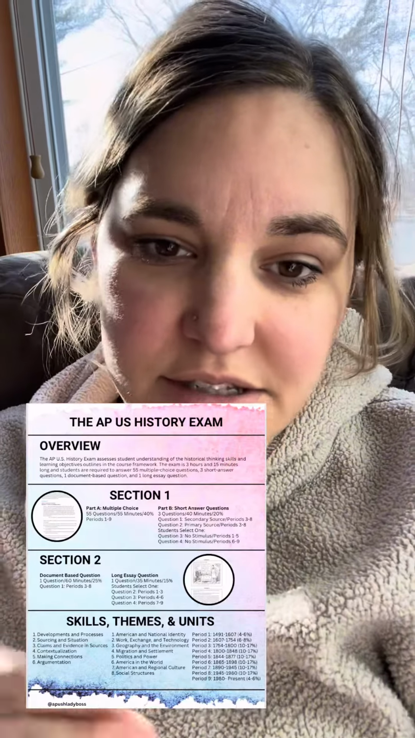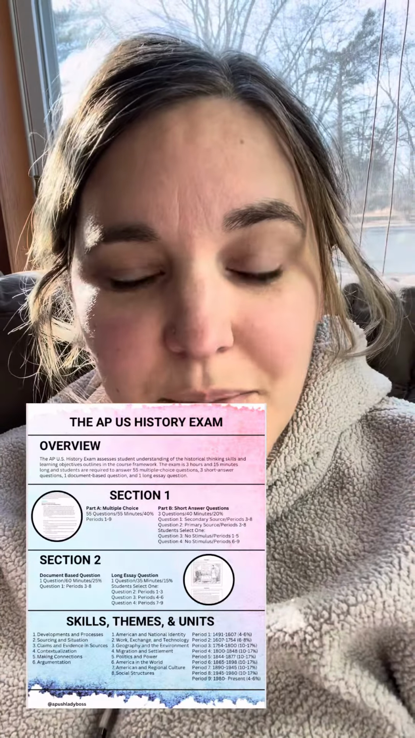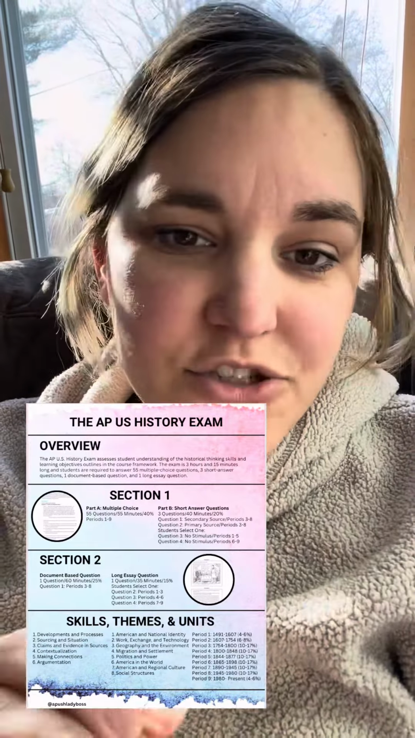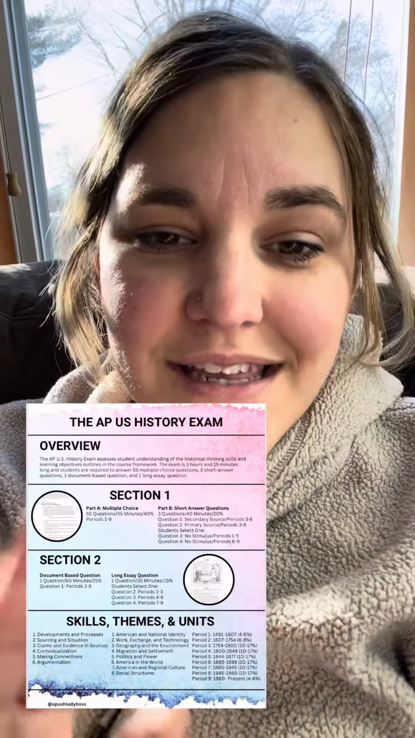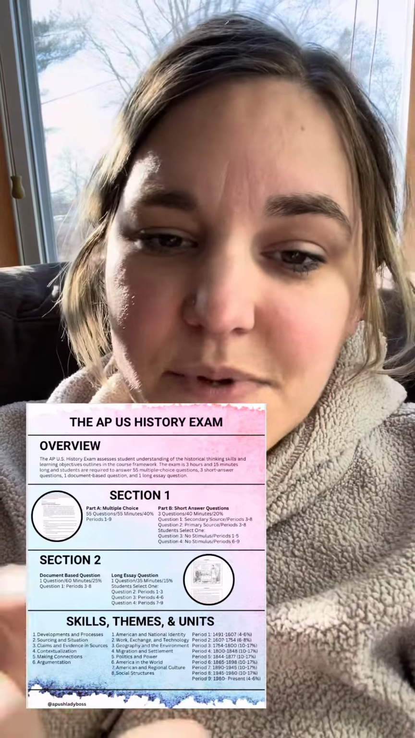So while questions 1 and 2 are going to cover periods 3 through 8, question 3 is going to be from periods 1 through 5, whereas question 4 is going to be from periods 6 through 9. While those two parts have very specific times, multiple choice, you only get 55 minutes, and the short answer, you only get 40 minutes.